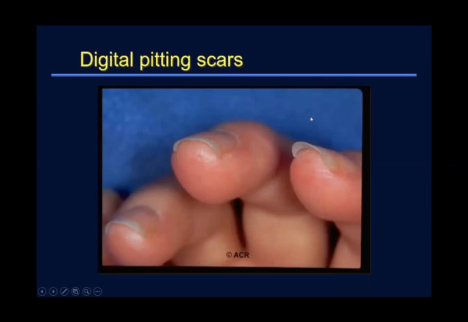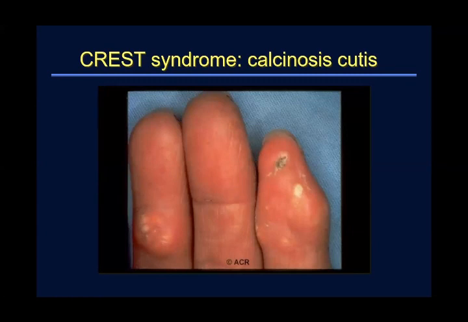This is a digital pitting scar. You can see the pitting in the initial phase. There will be a small pitting area of the skin, then leading to localized fibrosis and thickening, leading to localized fibrosis of the tip of the finger. And these are the patients who have CREST syndrome, that means calcinosis cutis.